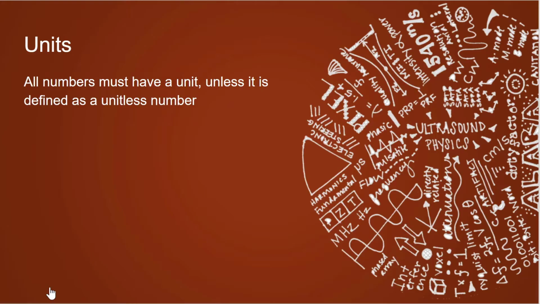The only exception to the rule of always having a unit is if you have a unitless number. And there are a handful of numbers that are defined as unitless. One of the numbers that we'll talk about in physics is called duty factor. That's just a number. The other thing that tends to be unitless are percentages, but then of course you will have the percentage symbol following.